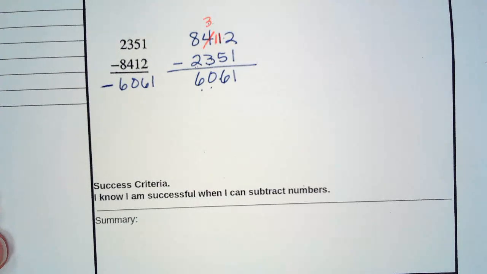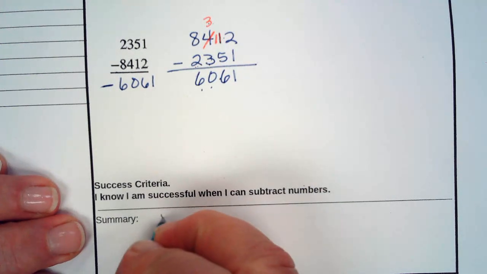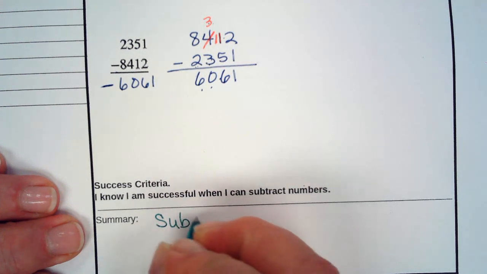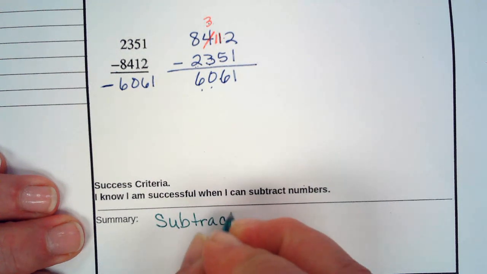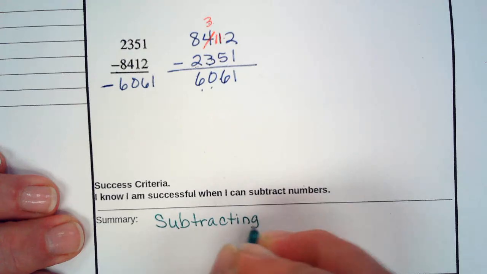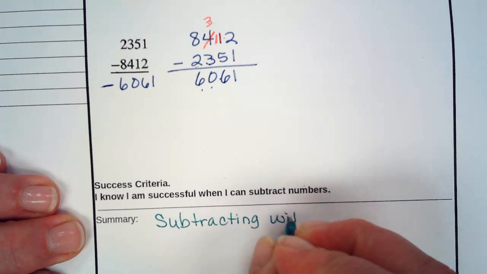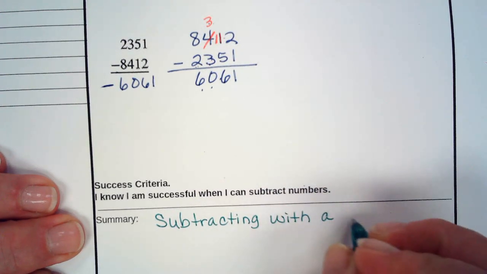I know I'm successful when I can subtract numbers. So we are subtracting with a negative answer.